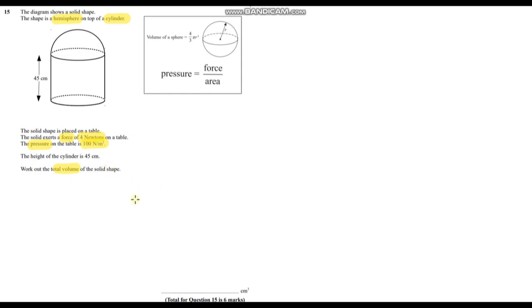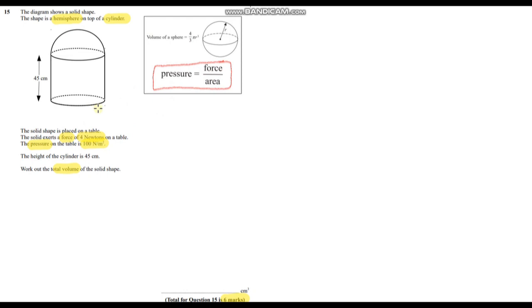Now there is an awful lot here, which is why it is worth 6 marks. So it's going to take a while to do this question. We do have 2 of the formulae here. And the first thing I'm going to focus on is this formula. And the reason why I'm looking at this one is because we're told the force and we're told the pressure. So we can work out the area using this formula.